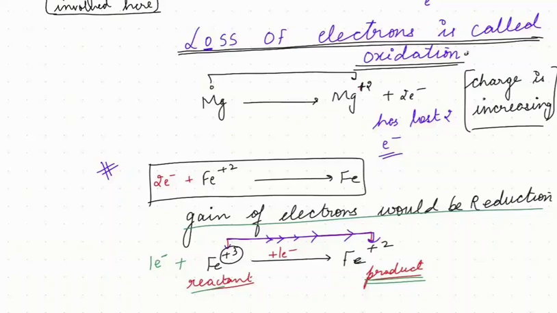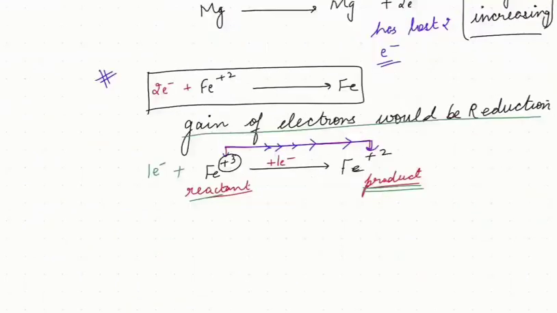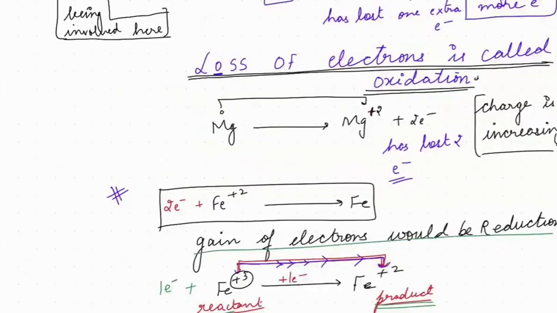So the two new definitions of oxidation and reduction are: gain of electrons is reduction and loss of electrons is oxidation. Whenever there is a gain of electrons, you will see the charge decreasing. And whenever there is a loss of electrons, you will see the charge or the oxidation state increasing from reactants to product. Any doubts in this, Tatu? Any doubts? No. Okay.